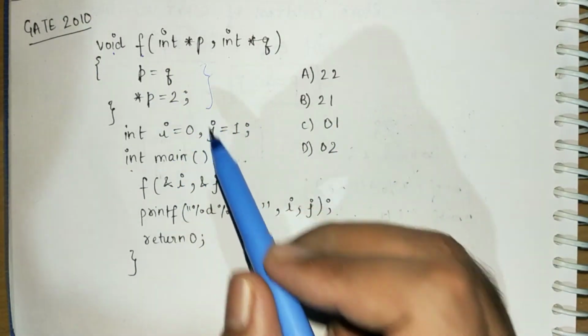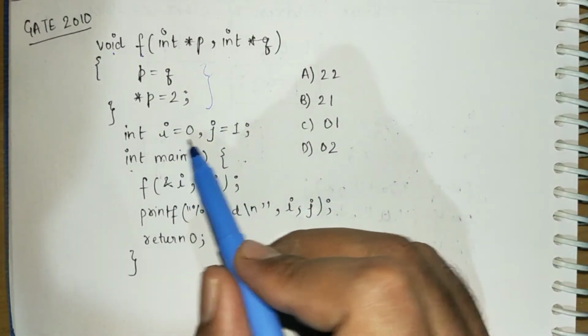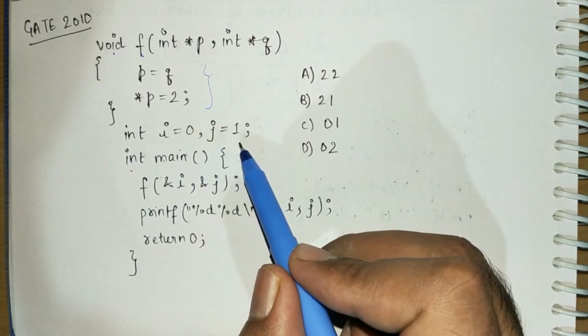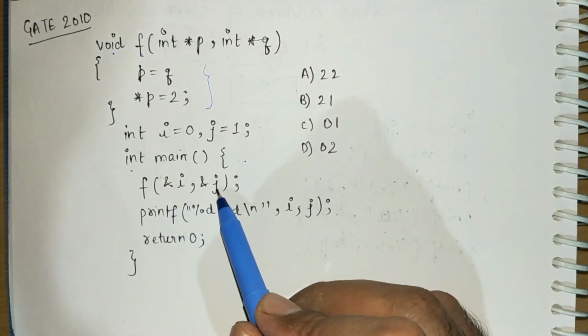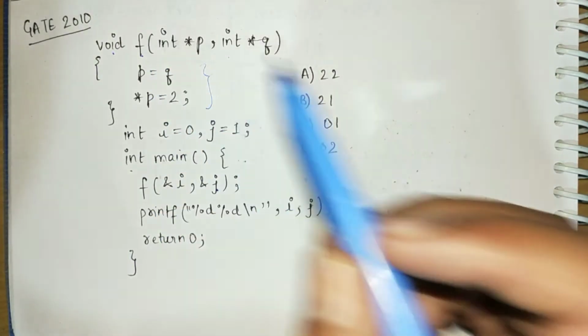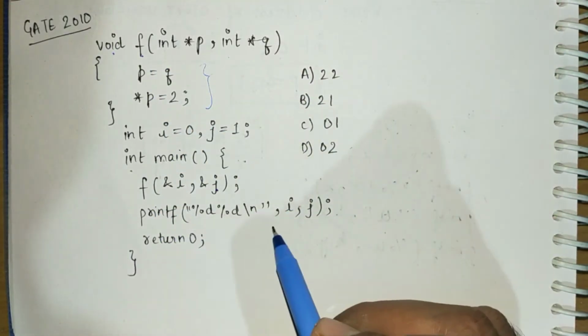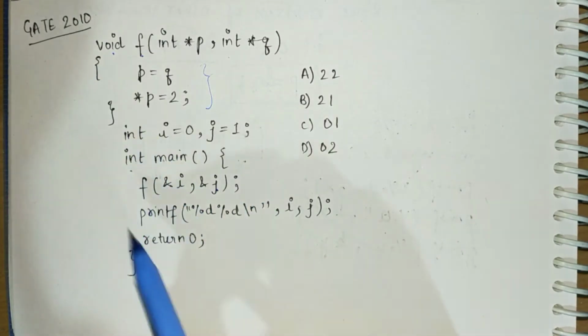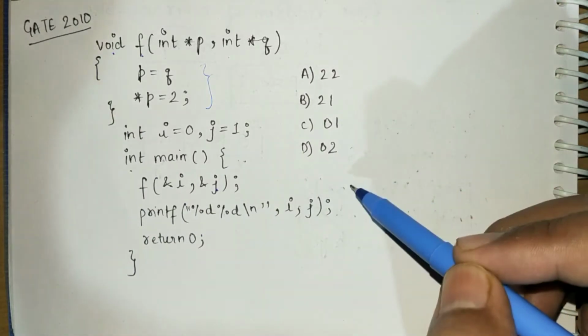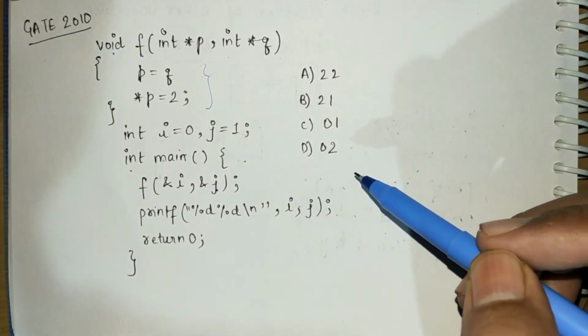And apart from it, there's a main function. I is defined as 0, j is defined as 1, and then this function f is called with address of I and j. And this is the print statement, and they are asking what will be printed after we execute this program, and these are the options given. So let's see.